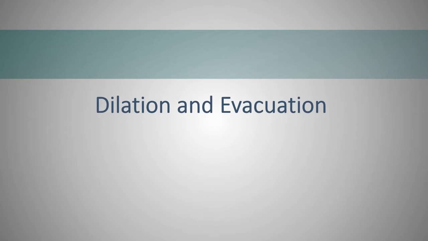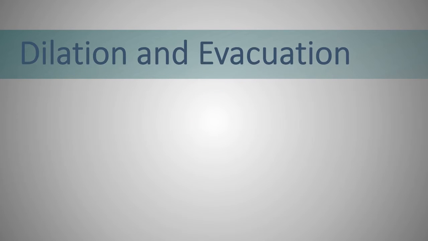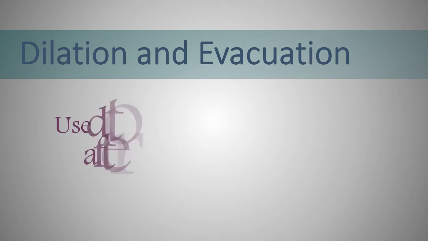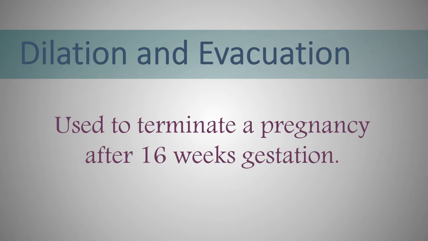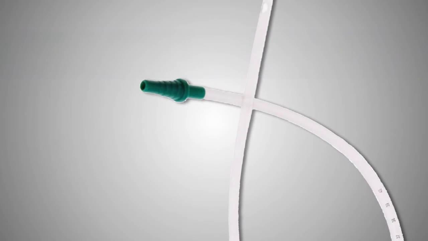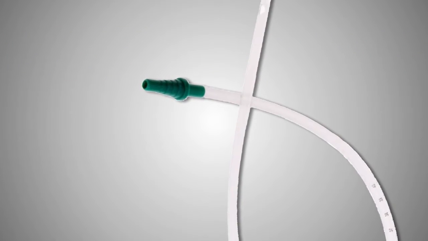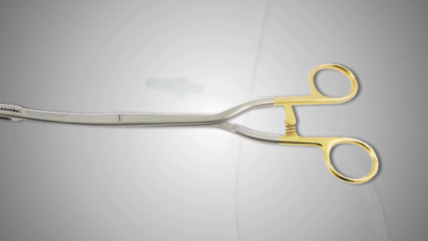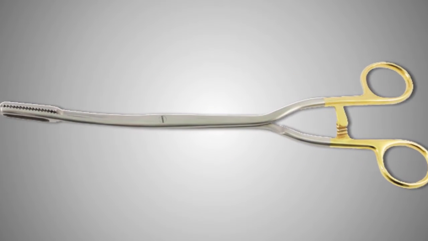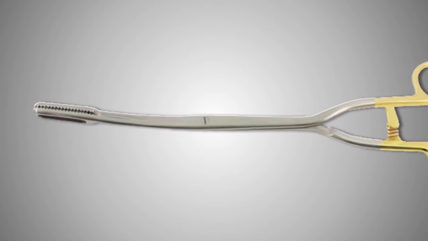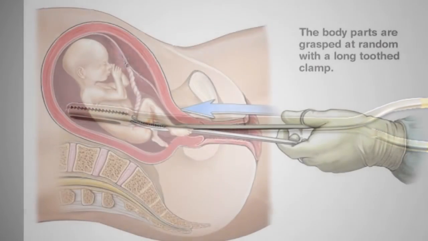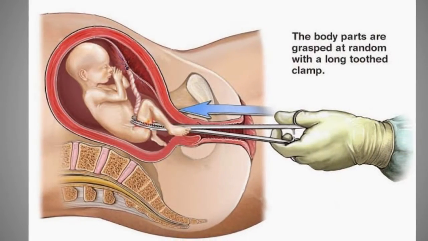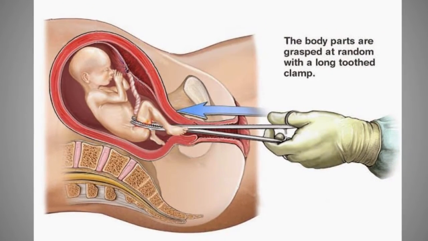The final most common procedure is called dilation and evacuation, or D&E for short. A D&E is used to terminate pregnancy after 16 weeks gestation. A suction catheter is used to suction out the amniotic fluid. Specialists then use a Sofer clamp. A Sofer clamp is 13 inches long, made of stainless steel, and has on one end jaws containing rows of sharp ridges or teeth. This instrument is for grasping and crushing tissue.